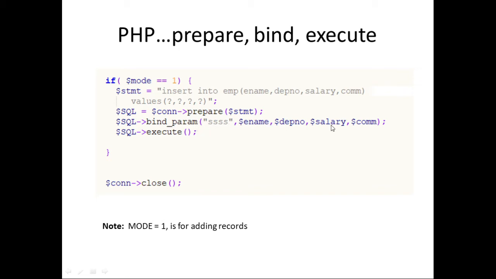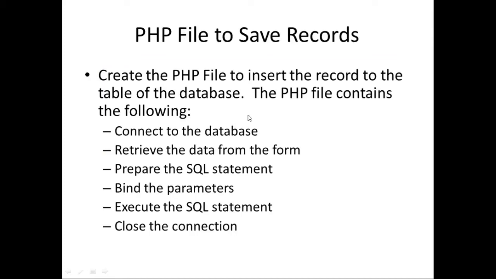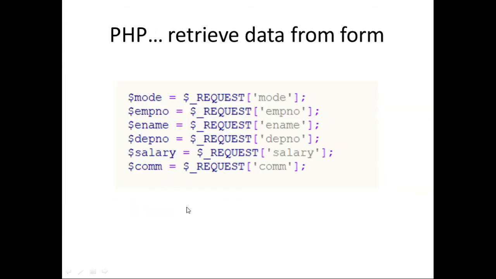Once we bind the parameters, we now execute the statement. After executing the statement, we close the program. Just like what we have here: connect to the database, retrieve data from the form, which will be discussed later, prepare the SQL statement, bind the parameters. So we prepare, we bind, execute, and close. These are the last 4 steps.